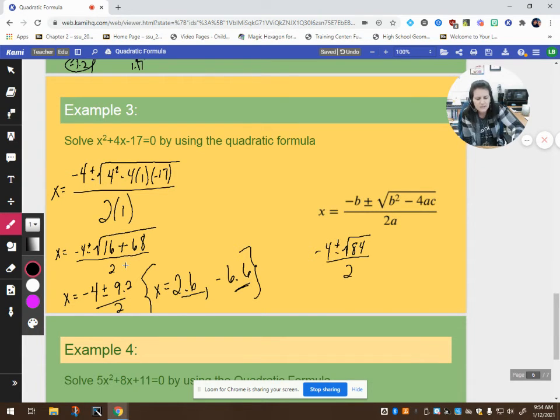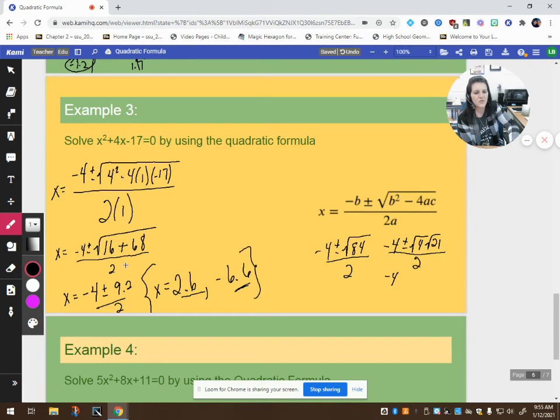And I'm looking at this and I'm thinking, okay, 84 might be divisible by 16, maybe? Nope, it's not. 84 might be divisible by 4. 4 and 21. Why would I choose 4 and 16 to check? Those are perfect squares, right? So 4 and 21, I'm going to rewrite this as negative 4 plus or minus the square root of 4 times the square root of 21, all divided by 2, because I know the square root of 4 is 2.